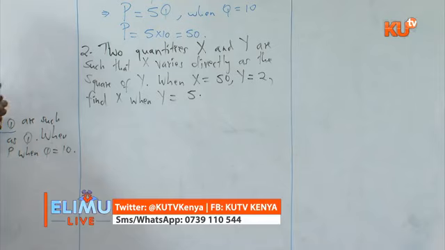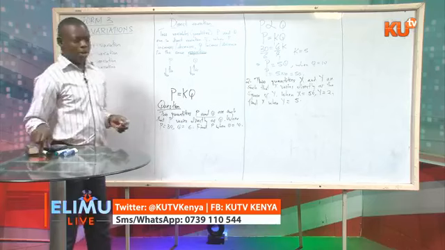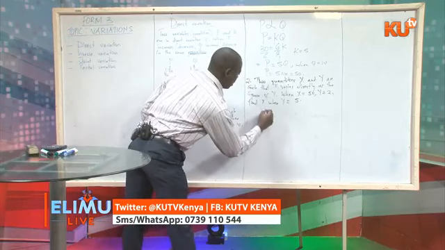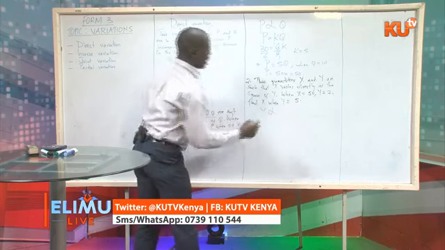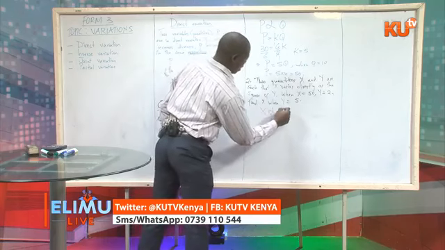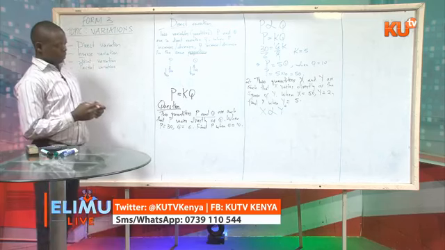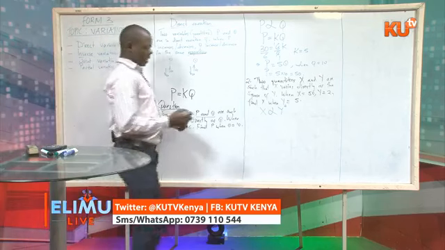So in this case, again, we have two quantities, X and Y, but now X is varying directly as the square of Y, so that is Y squared. We introduce the equal sign.